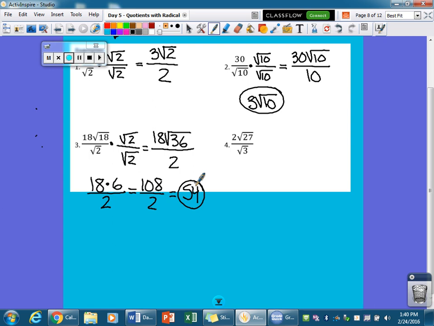Let's try the same thing with number 4. Times square root of 3, square root of 3. Numerator, a little bit more work now, 2. And then 27 times 3 is 81, all over 3. Square root of 81 is actually a number, which sometimes will happen. 2 times 9 now, over 3. So I have 18 over 3, which is simply 6.